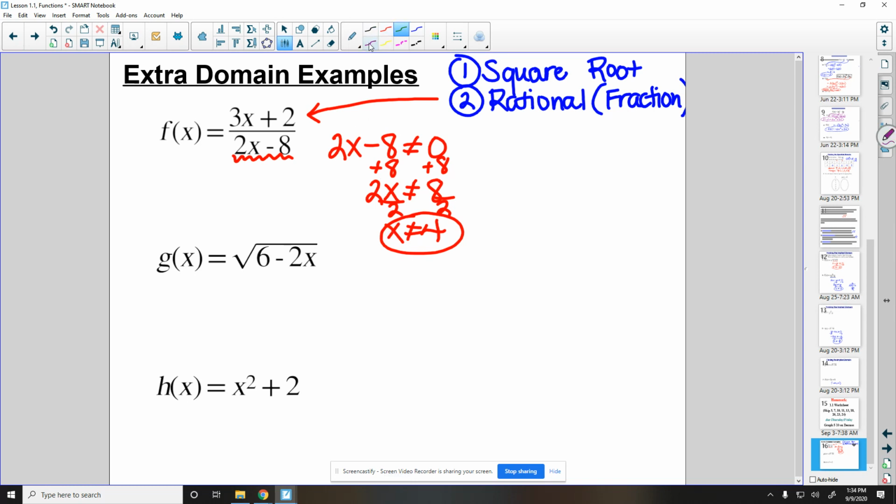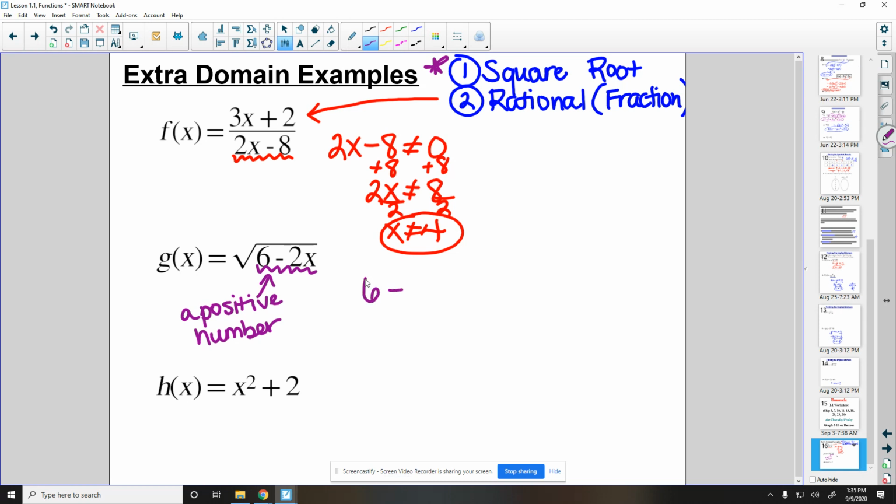Okay, next one. I have a square root function, which is one of the restricted types of functions. So I'm going to think about what that means. What's the restriction with a square root? With a square root, the inside part has to be a positive number. Okay, the inside has to be a positive number in order to compute.